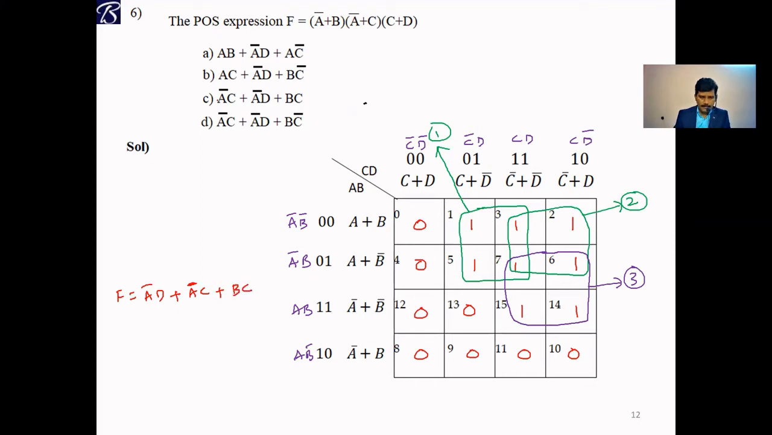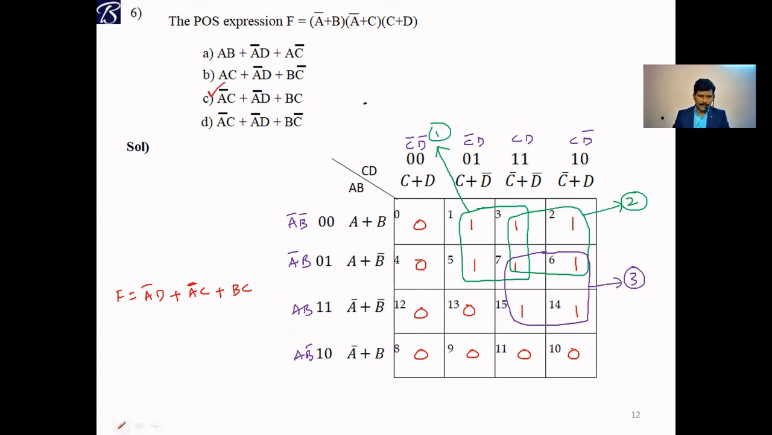B, C. Please check the option A bar D. In these two, A bar D. A bar D is there. A bar C. This is A bar C, these two. Okay. And BC. So option C is correct.